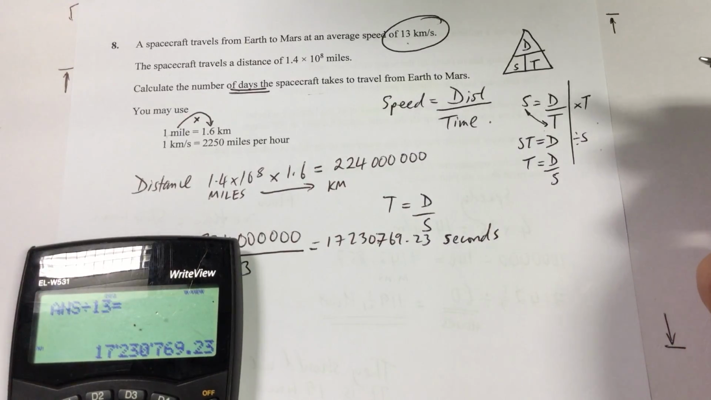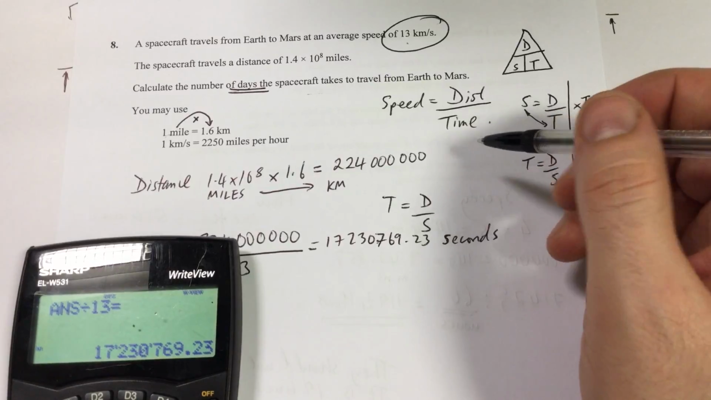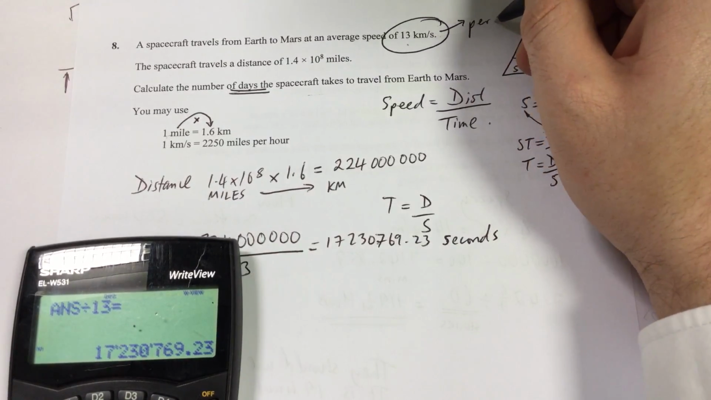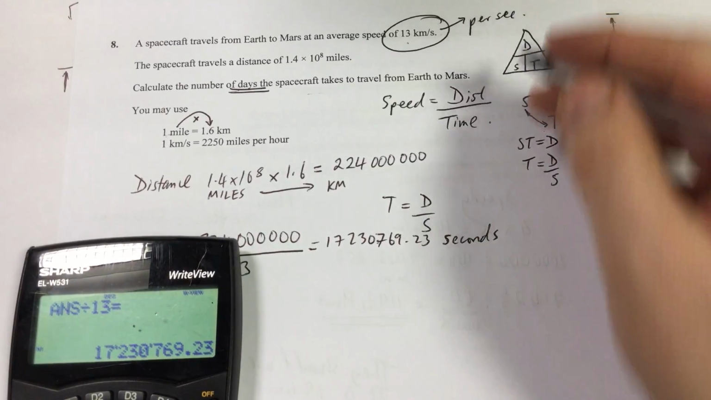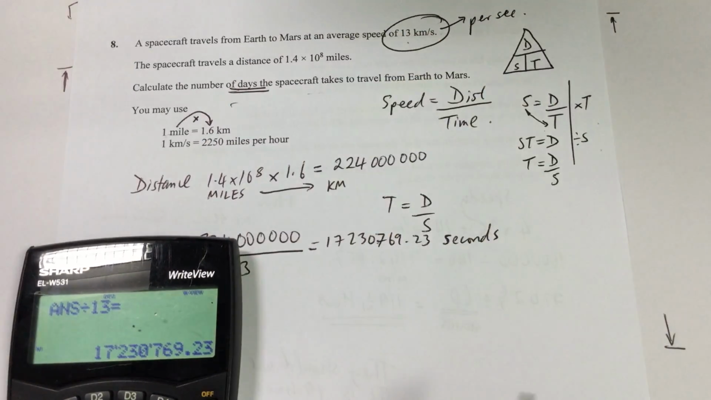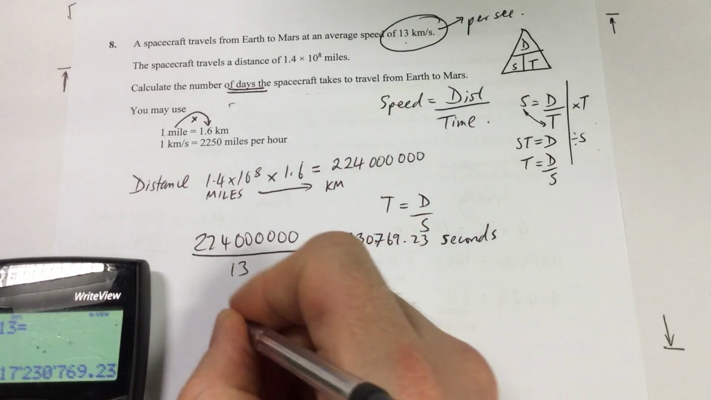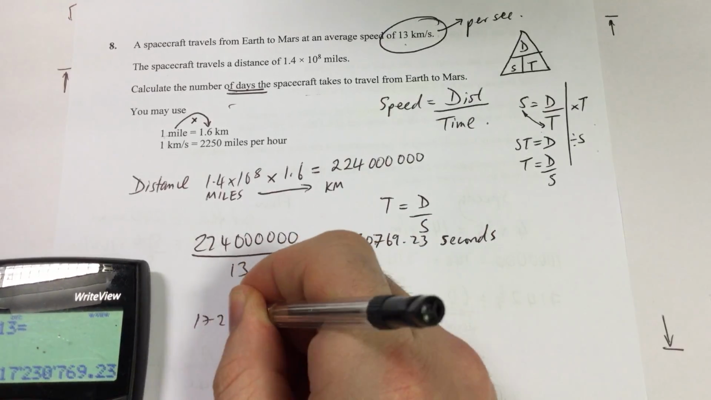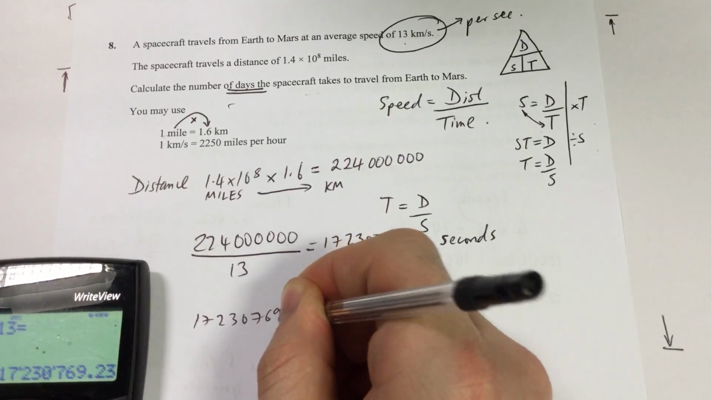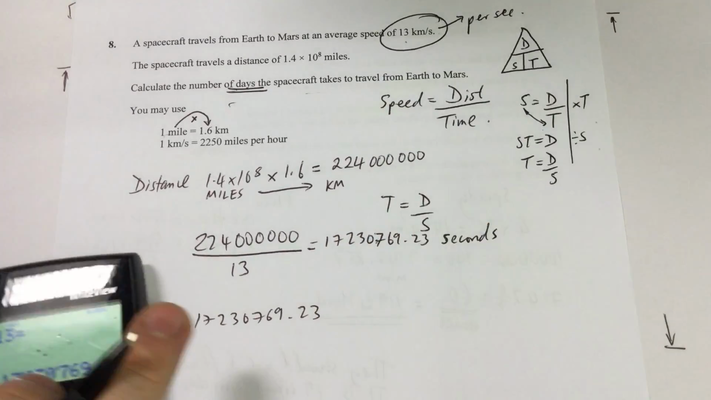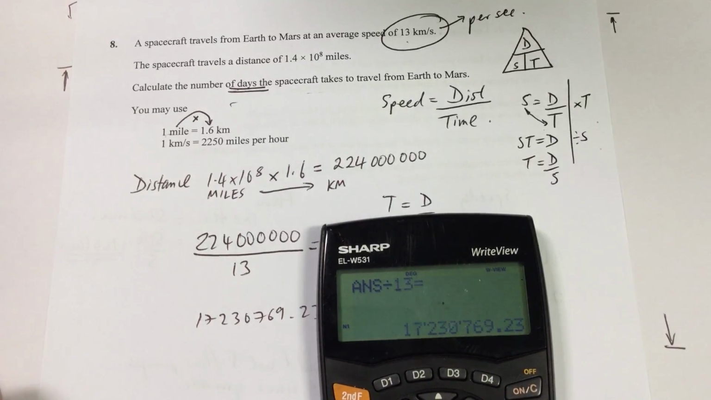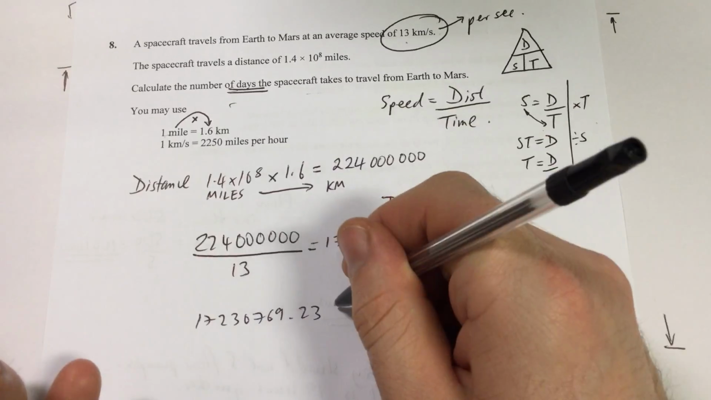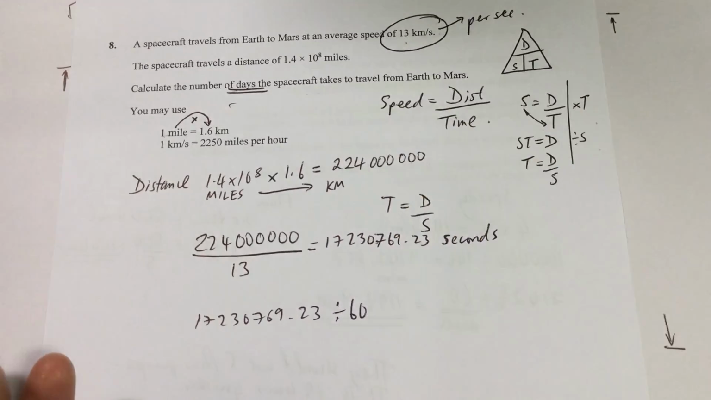Okay. The question does not want seconds, and the reason I know it's seconds is because it says "per second" here. It actually wants me to have it in days, which I underline there. So the first thing is we're going to turn this into minutes by dividing by 60. So that's minutes.